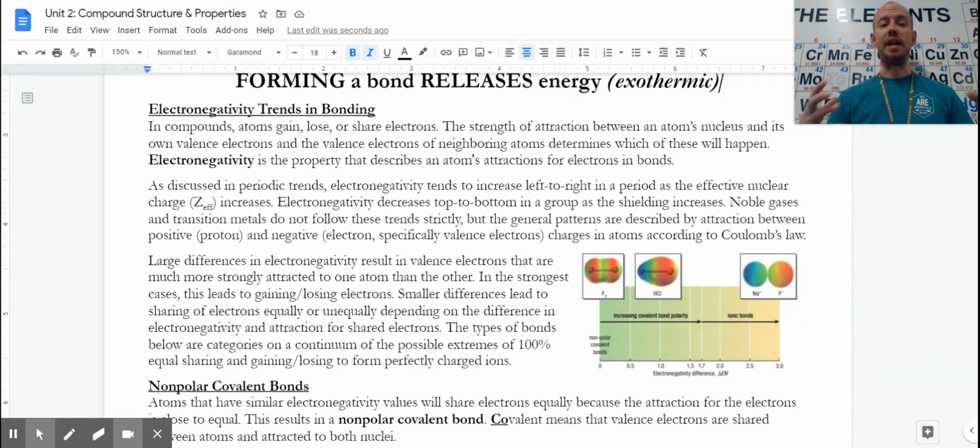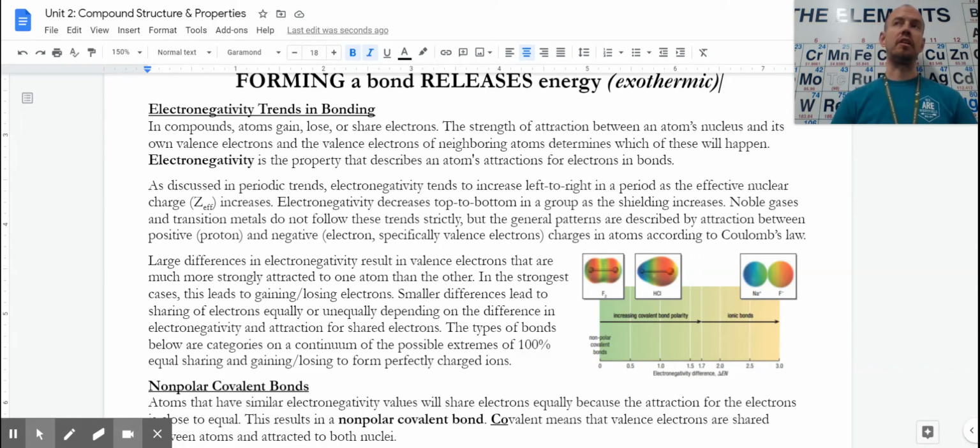Bonds are attractions between oppositely charged particles that have to do with what atoms are doing with their electrons when they combine. So sometimes they could gain electrons, they could lose electrons, or electrons could be shared. And the explanation of that goes back to periodic trends and the strength of attraction between the nucleus and the valence electrons, and even valence electrons that another neighboring atom may have.